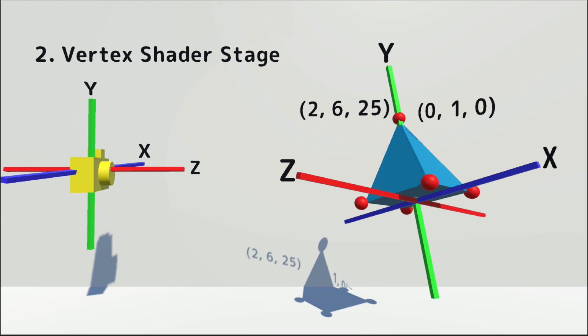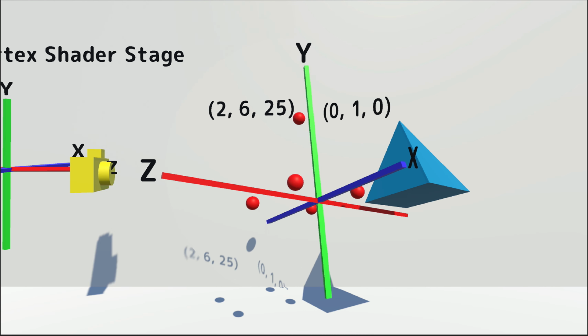So in this instance, we've applied the color blue. At the end of this stage, we have a model in the same coordinate system as the camera and with the correct color and texture mapped to it.